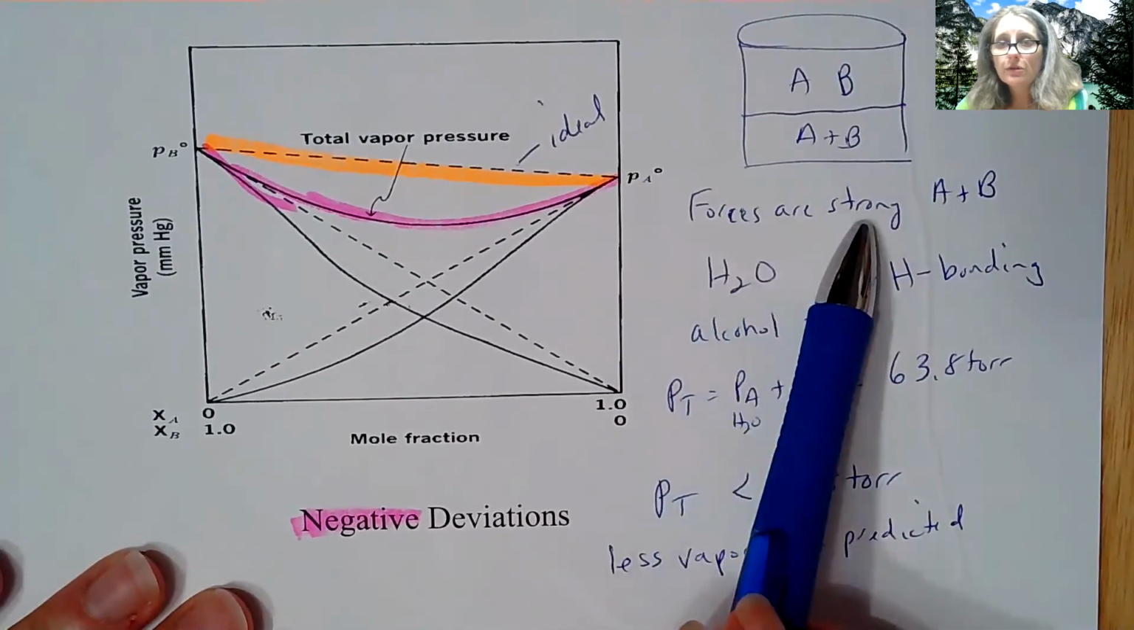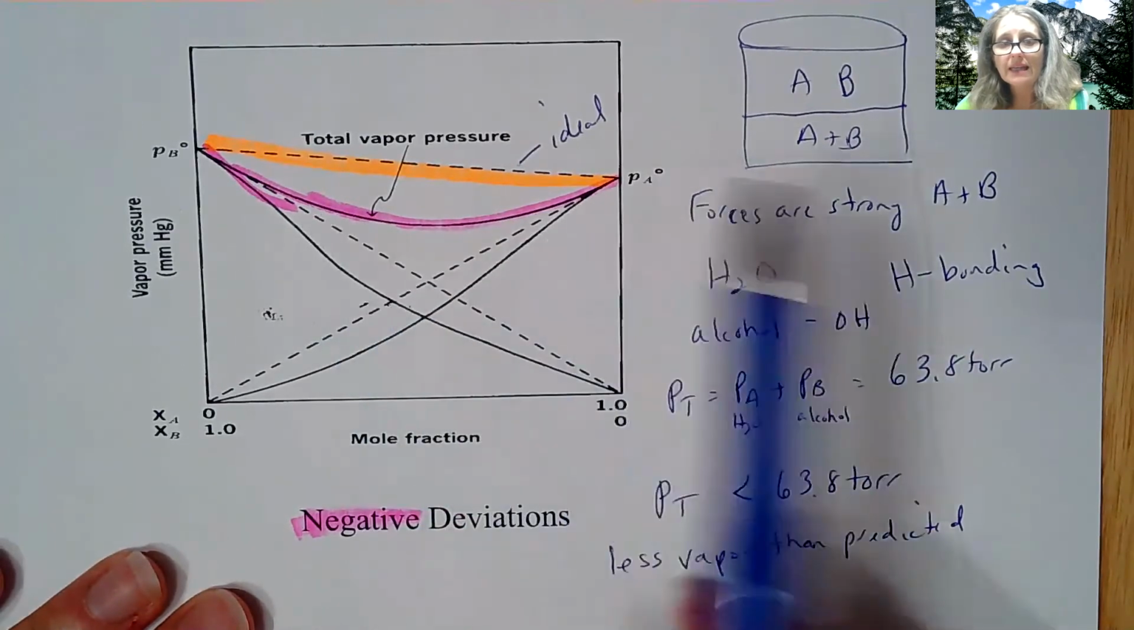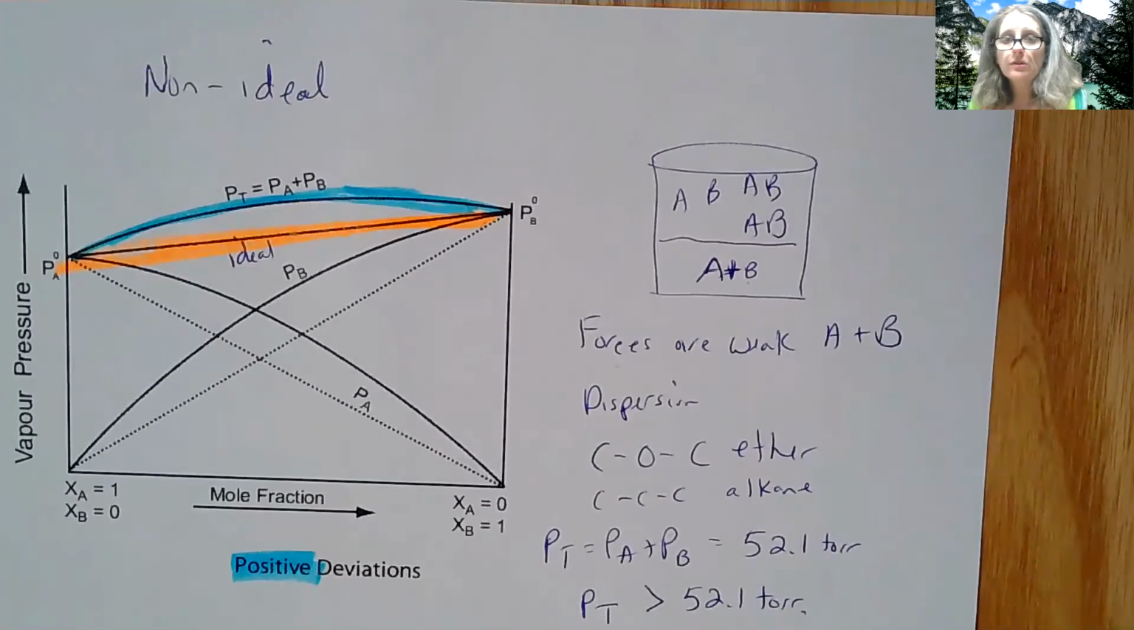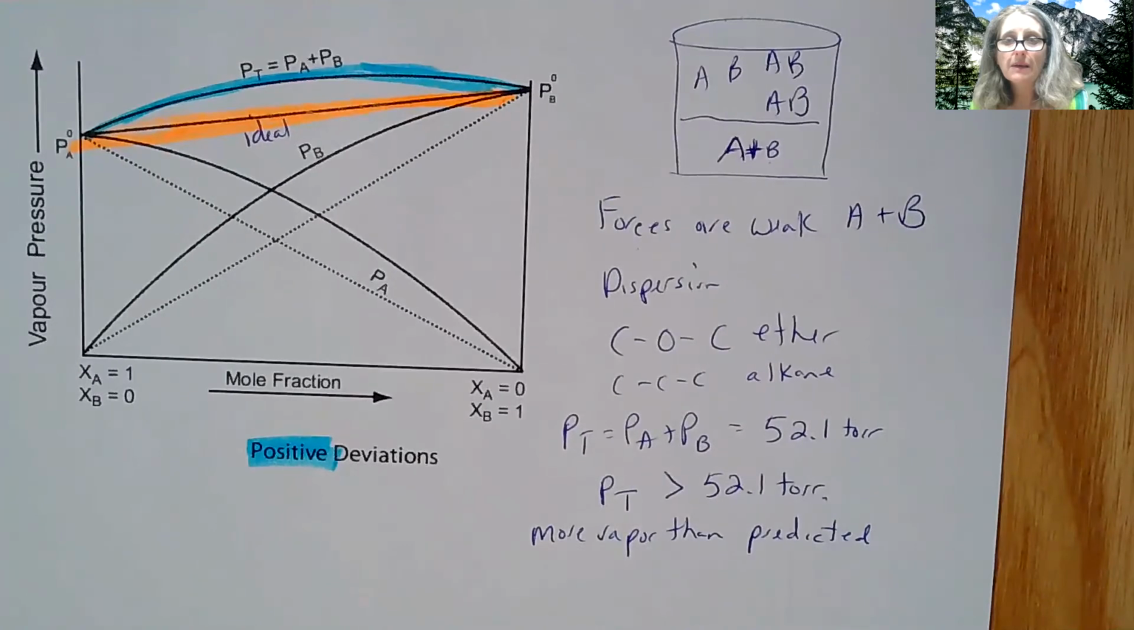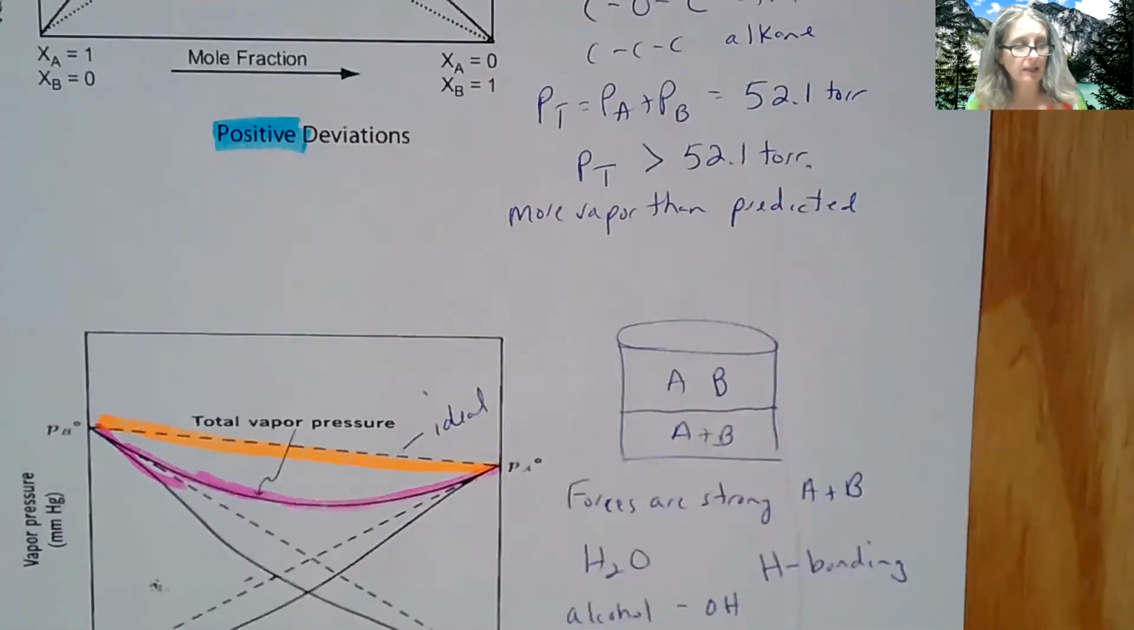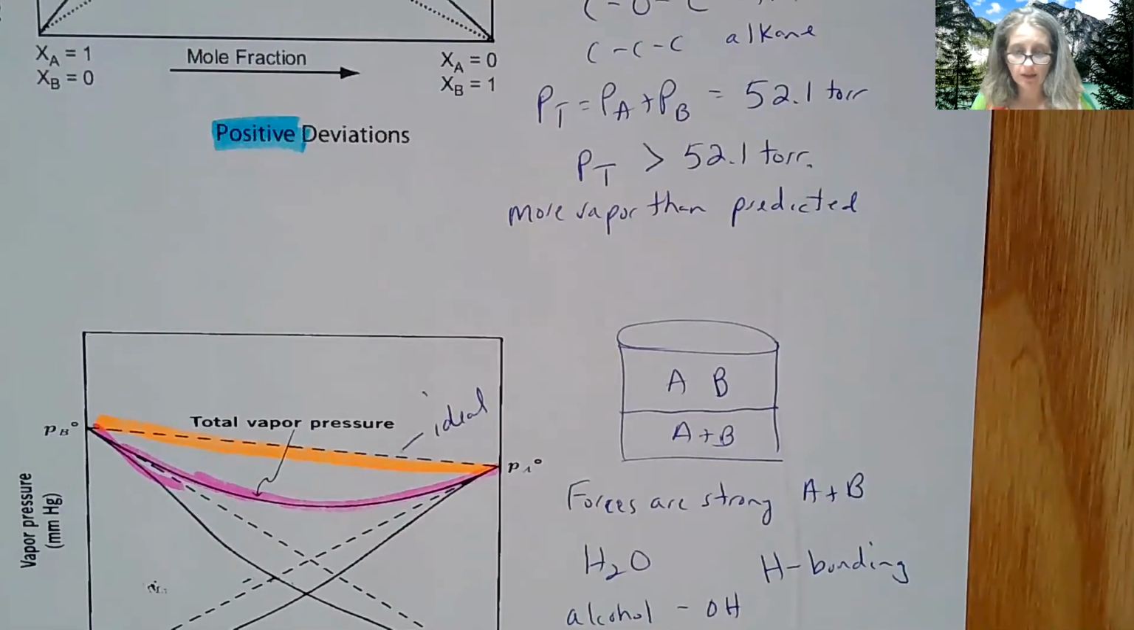So if the forces are strong, you're going to say it has a negative deviation. If the forces are weak, you're going to say that it has a positive deviation. And again, it is due to the fact that you are talking about how much is volatile and how much is not in terms of the solution.